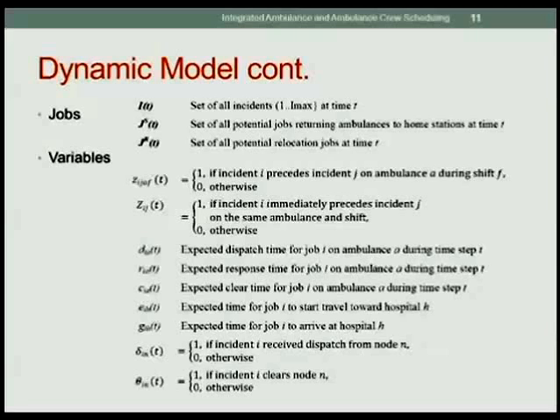I still have the dispatch time, the arrival time, and the clear time, as in the static model, but I've also introduced the time when an ambulance begins travel to a hospital and the time at which it arrives at the hospital. This is useful because if the job crosses over between two horizons, you may be traveling to a hospital in one horizon but haven't yet reached it by the next, and you have more information. Maybe you've found out that your expected time at the hospital is going to be a lot longer than you previously thought. You can change these variables and update which hospital you're going to.